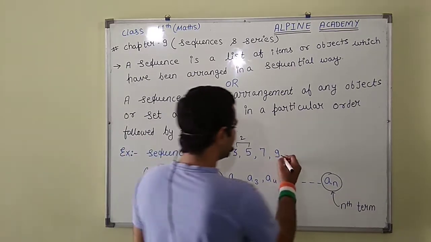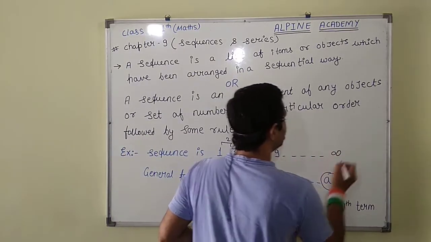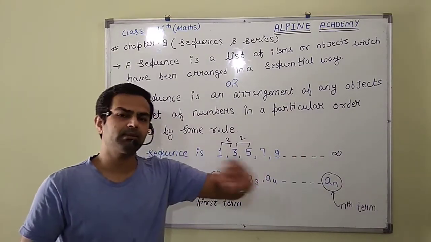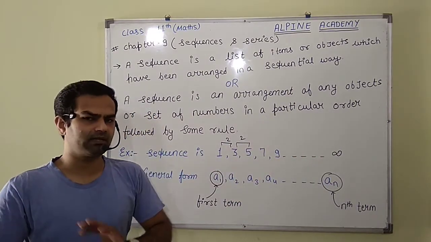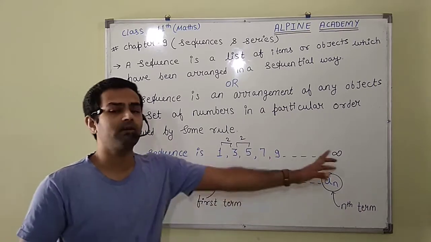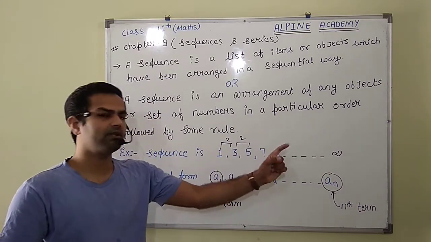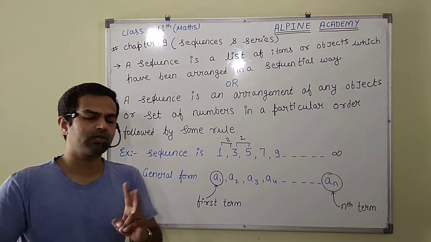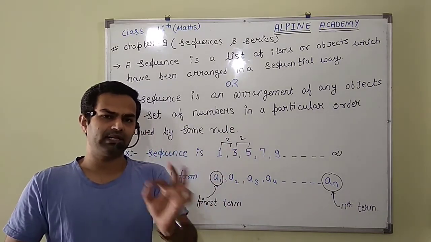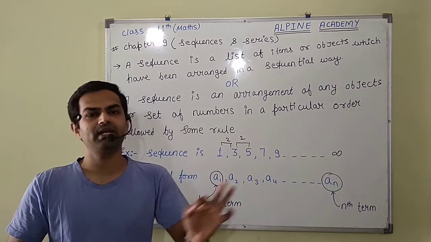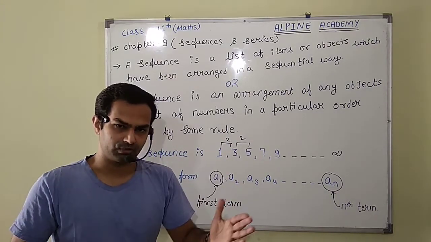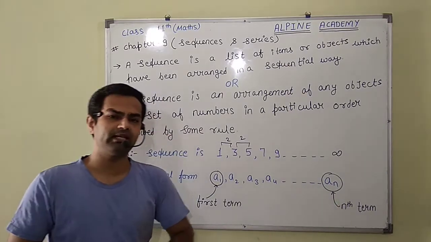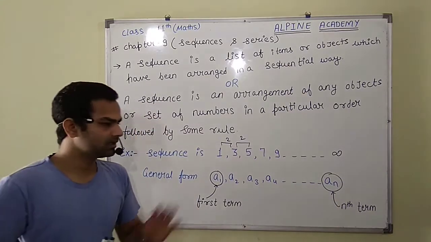Now if this extends up to infinity, इसका मतलब यहाँ पर बहुत सारी terms होने वाली हैं. We cannot calculate the number of terms. So in this case we will call this sequence an infinite sequence. So there are two types of sequence, finite or infinite. Finite has a fixed number of terms, infinite has an infinite number of terms. This A1, A2, A3, A4 up to An represent the terms of a sequence.